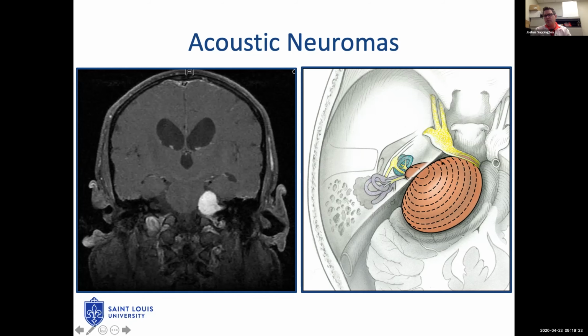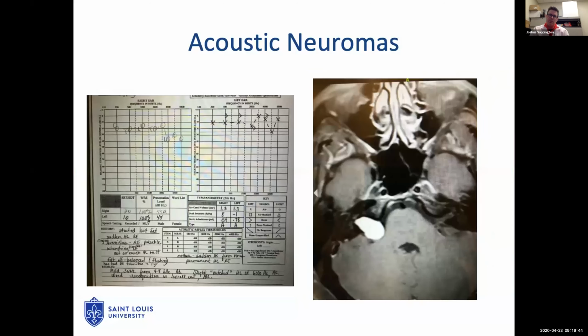Now, from an anatomy perspective, why can patients with acoustics have altered facial sensation? If it becomes large enough and extends far enough anteriorly, it can involve the fifth cranial nerve. And every now and then there will be people that will come in and say, I was shaving and I feel like this side of my face is off. Just something to keep in mind.